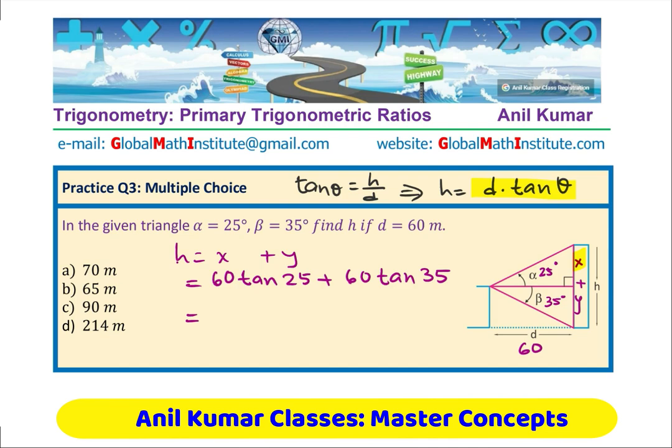And then you can do the math. 60 times tan of 25 and then add it to 60 times tan of 35, right? So when you add it, you get 69.99, which is 70, right? So we get option A as our answer.